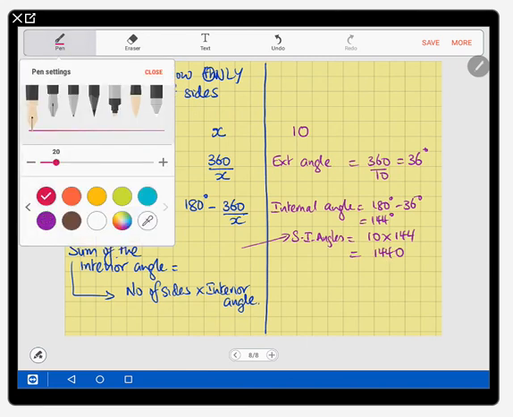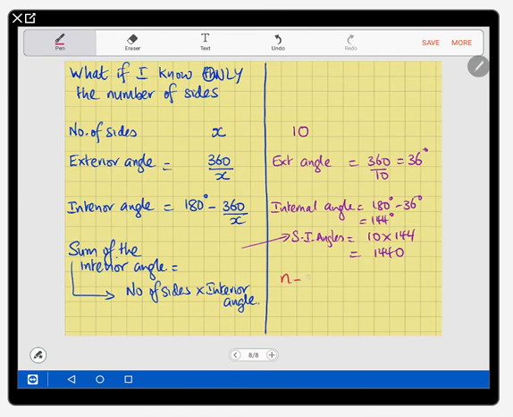Using my earlier proof method, n minus 2 multiplied by 180. Here n is the number of sides. Then 10 minus 2 multiplied by 180. That's 8 times 180, and that's equal to 1440. Here we go. We've checked it. Same. Alright? So this is how you do it.